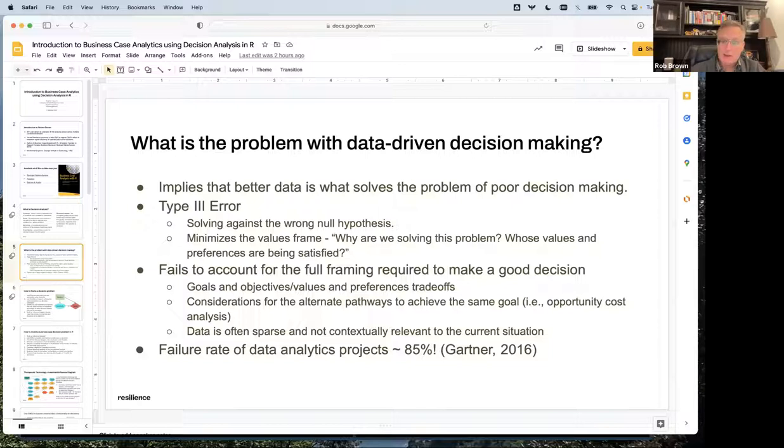In other words, we're not just determining whether we've made a false positive or a false negative. We've actually solved for the wrong null hypothesis altogether. That is a real problem.